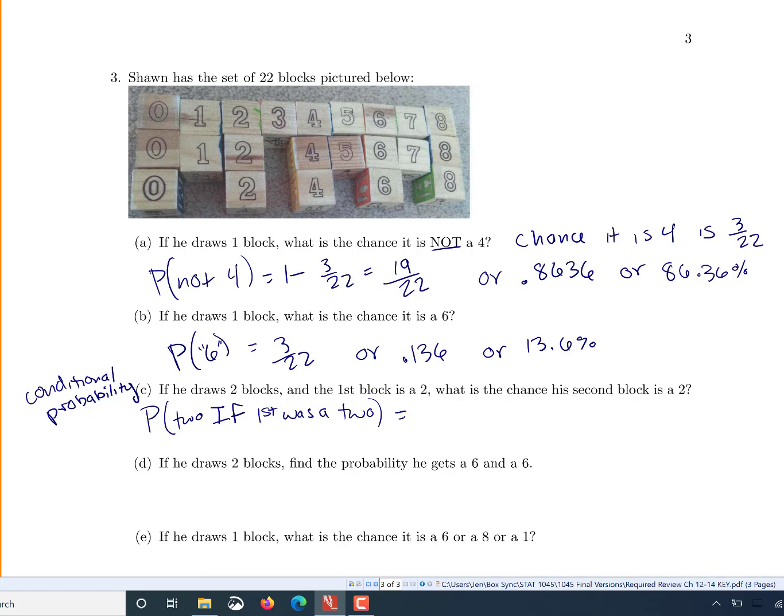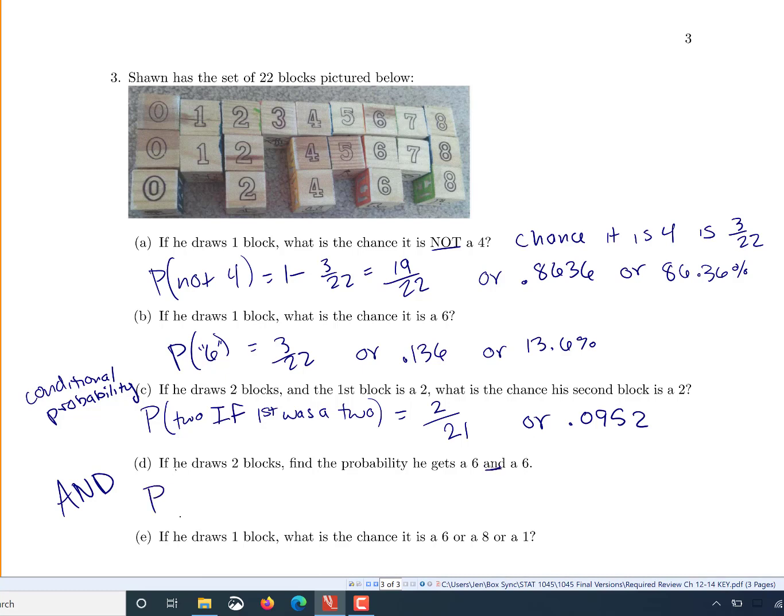So if you already had 1, 2 out, then you only have 2 left. And instead of 22 blocks, you only have 21. So you get 2 out of 21. Or 0.0952. Next, if he draws 2 blocks, find the probability that he gets a 6 and a 6. So this one is our and probability.